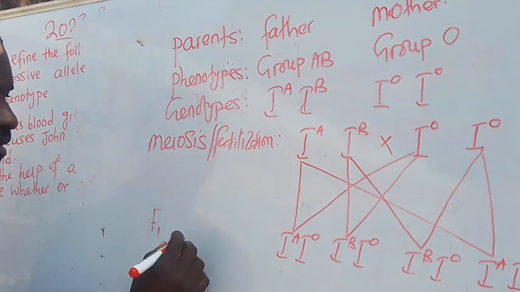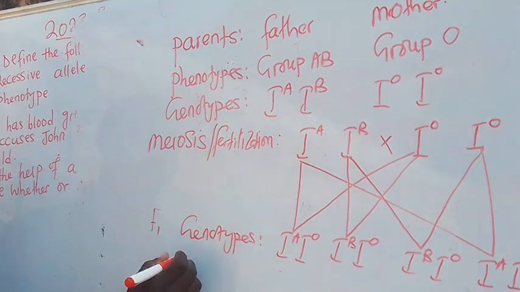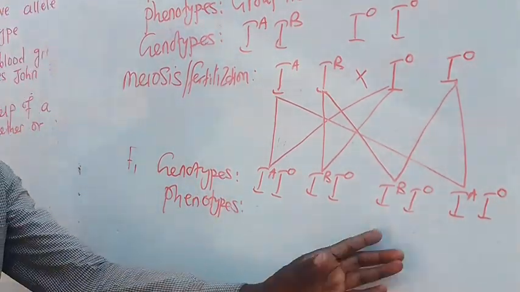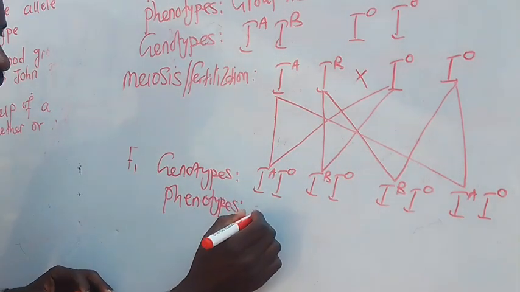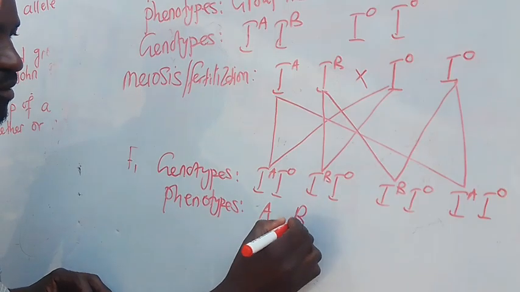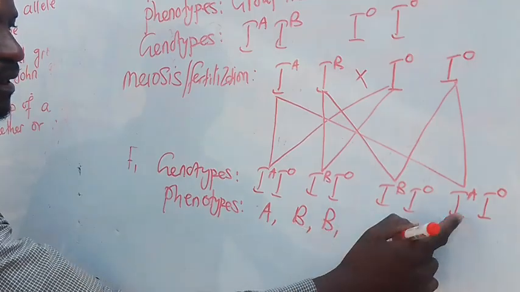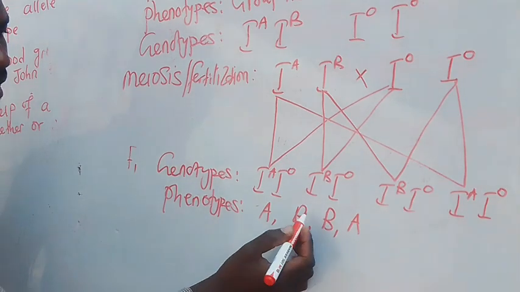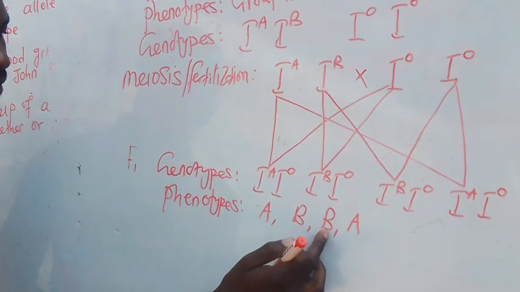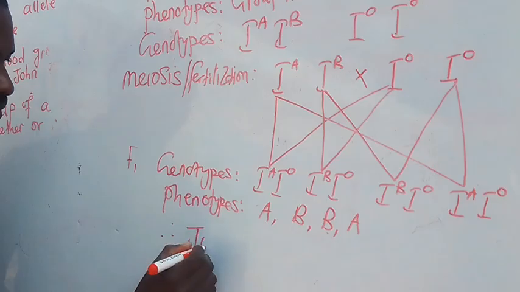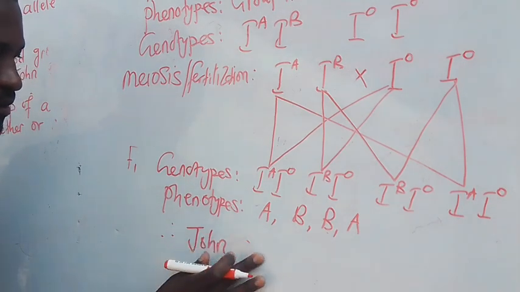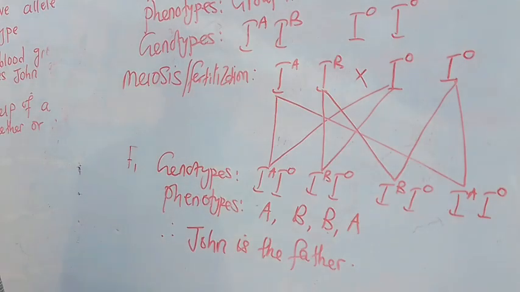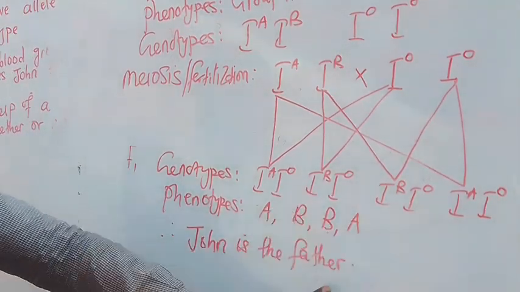Now this is our F1 genotype. And then we have the phenotype and genotypes. The phenotype is just for us to come up with the representation of what this means. So this is blood group A, this is blood group B, this one is B, and this one is A. So from this result, we can conclude that because of the presence of B, therefore John is the father. Based on these results, we can say John is the father of this child.